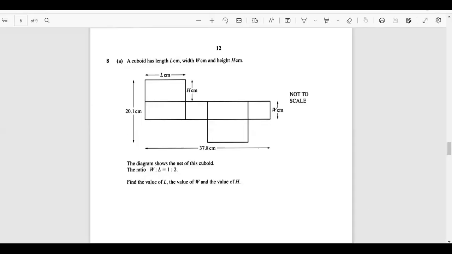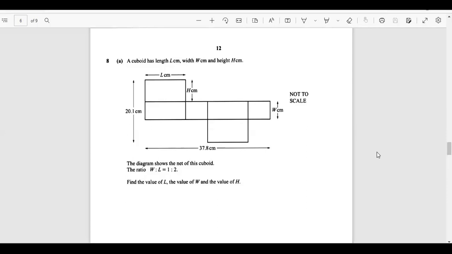Okay, so let's talk about some more questions. We were doing these questions yesterday. So this is another question. It says, a cuboid has length L centimeters, width W centimeters, and height H centimeters. The diagram shows the net of this cuboid. So you can see this net. Basically, this is an unfolded version of a cuboid. If you start folding the sides, this would make up a cuboid.